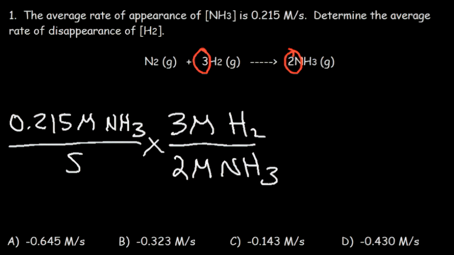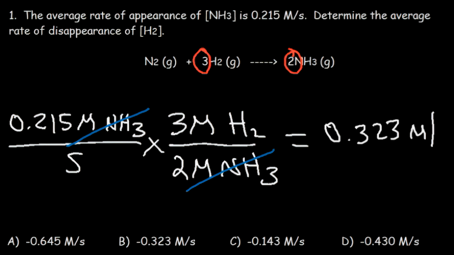So it's a 3-to-2 ratio, and the molarity for NH3 will cancel. So to find the answer, it's going to be 0.215 times 3 over 2. And that's about 0.323. Now, is it going to be positive or is it going to be negative? Well, we know the answer has to be negative. It has to be B.